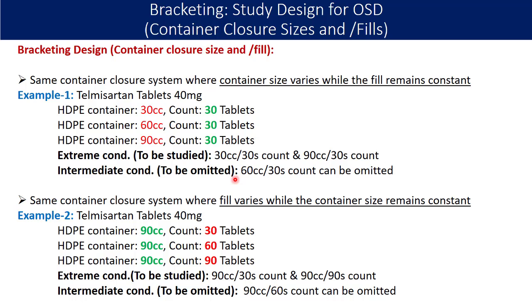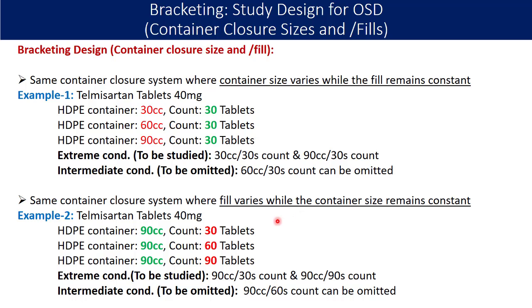We are talking about how the bracketing design can be used in case there is a different container closure size and a different fill. In the second example, it is the same container closure system, but the fill varies while the container size remains constant.